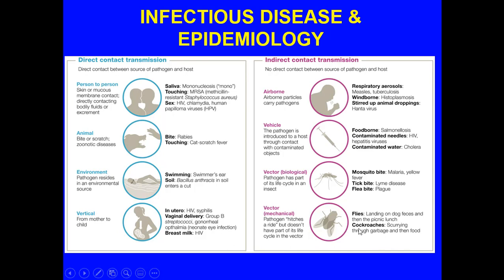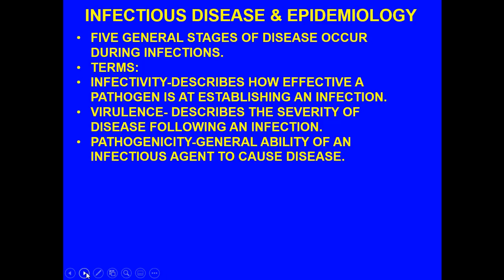As you can see there, one other example is cockroaches. They scurry through garbage and then through food. It is very common for them to have salmonella bacteria on their bodies. And then, of course, that's how they spread it to the human population.